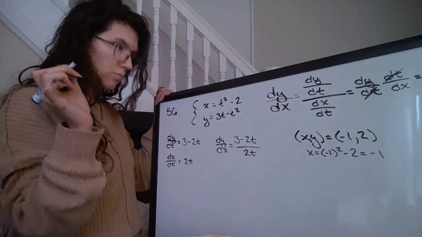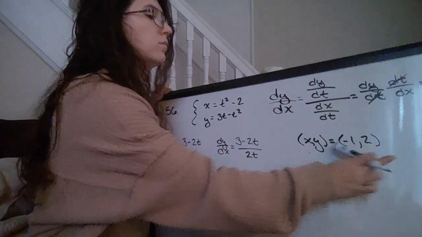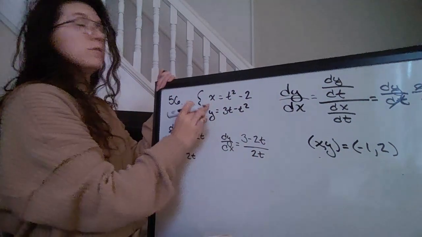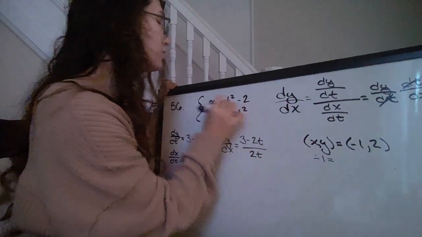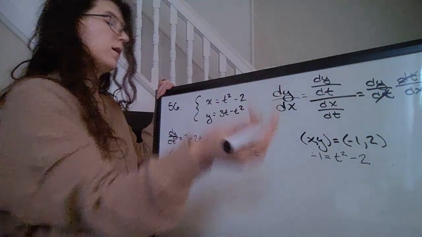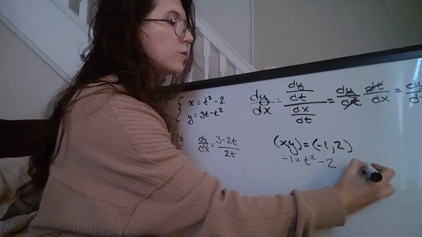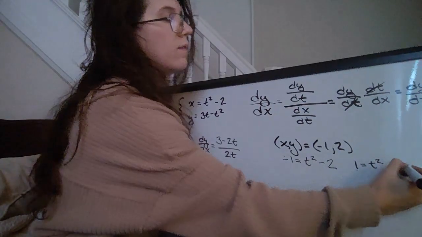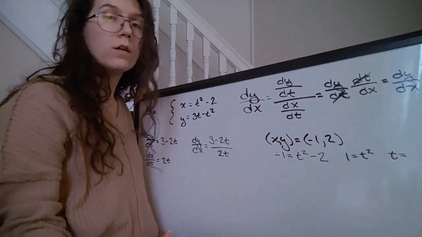Oh, I'm doing this wrong. This is my x value. I need to set it equal to this and solve. So I'll say -1 equals t squared minus 2. There we go. And then if I add 2 to both sides, I'm going to get 1 equals t squared. And then t is going to equal positive or negative 1.